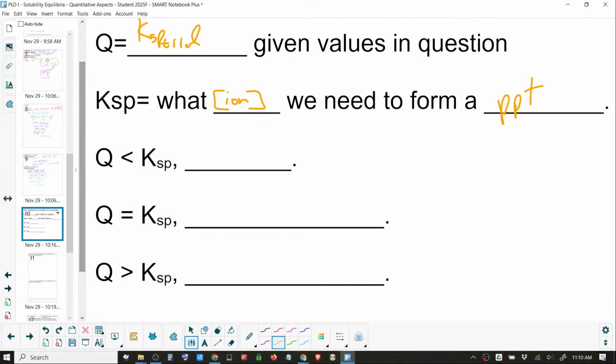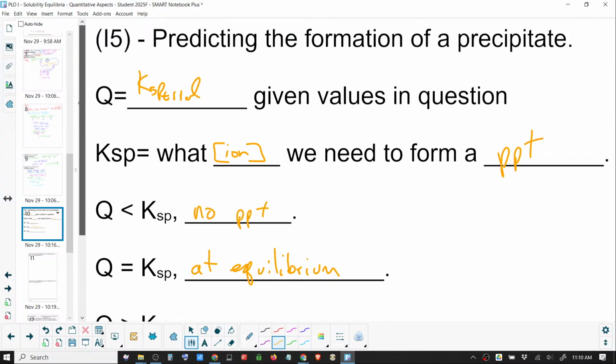So if you multiply it together and Q is, say, less than the KSP, will you get a precipitate? If it's less, you're not going to get precipitate. The ion concentrations are too little. If it's more, yeah. If it's equal, maybe a little bit. You're right on the cusp. So you are just at equilibrium. Wait, what is Q equal? KSP trial.